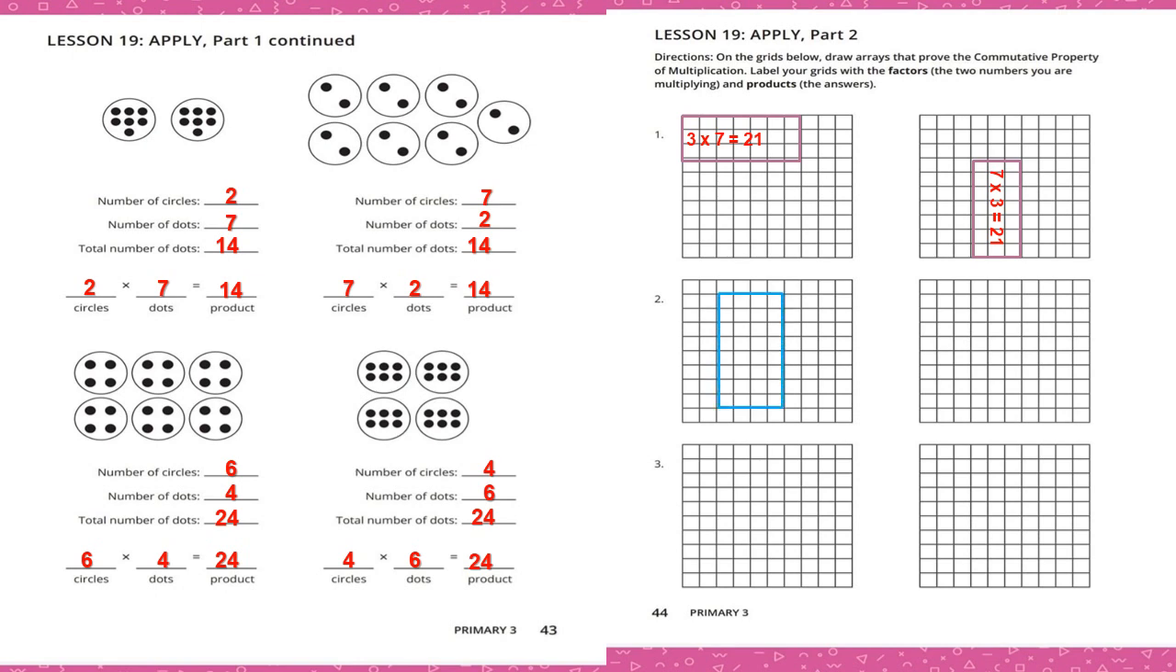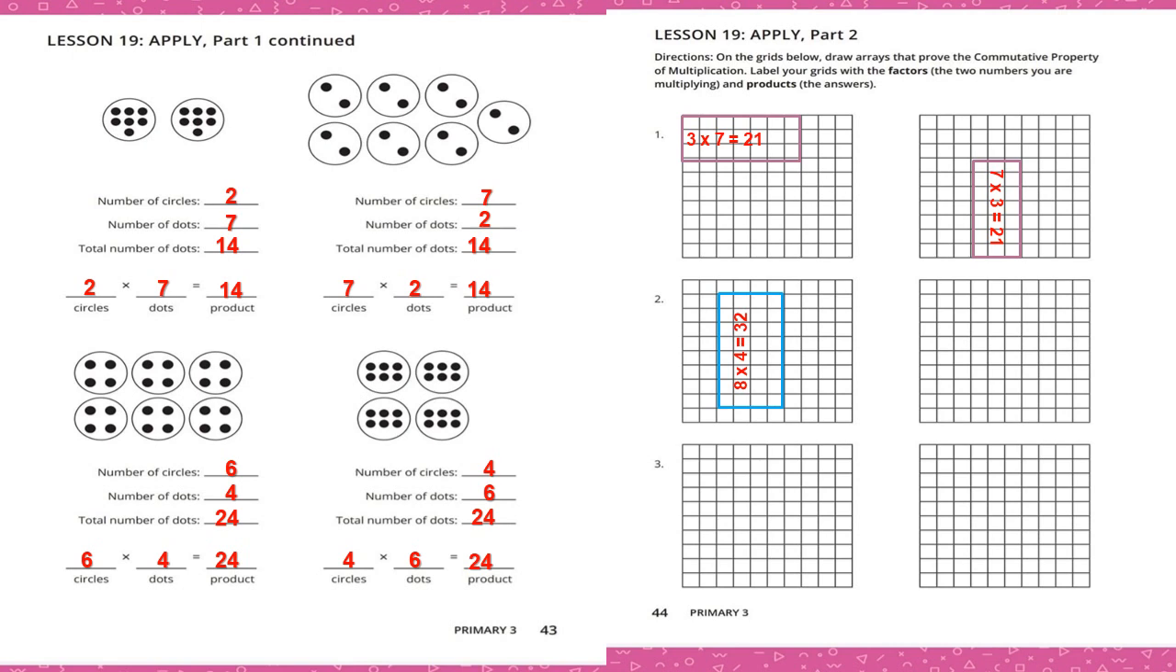Number 2, we take this array. We have here 1, 2, 3, 4, 5, 6, 7, 8 rows, and 1, 2, 3, 4 columns. So we write 8 times 4 equals 32.